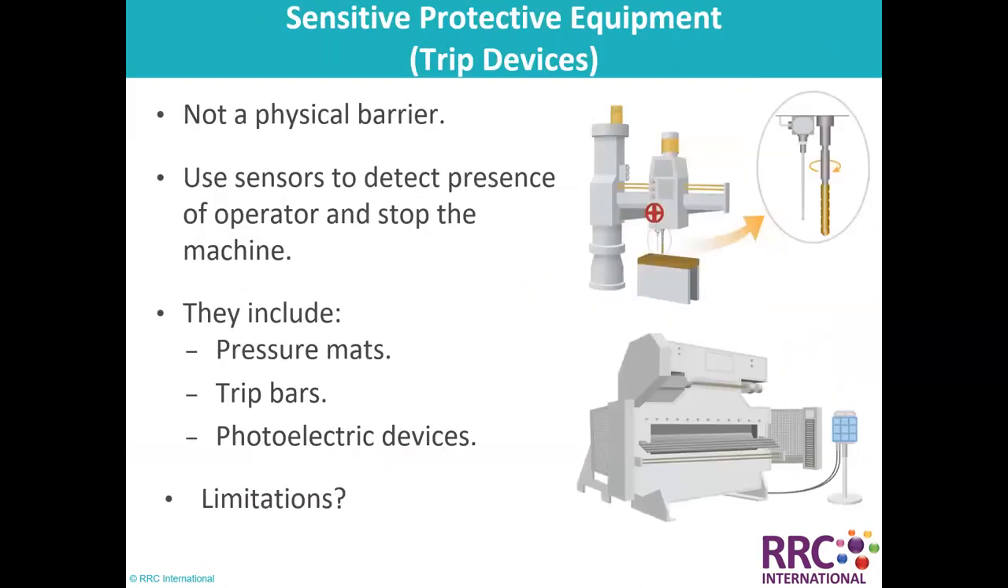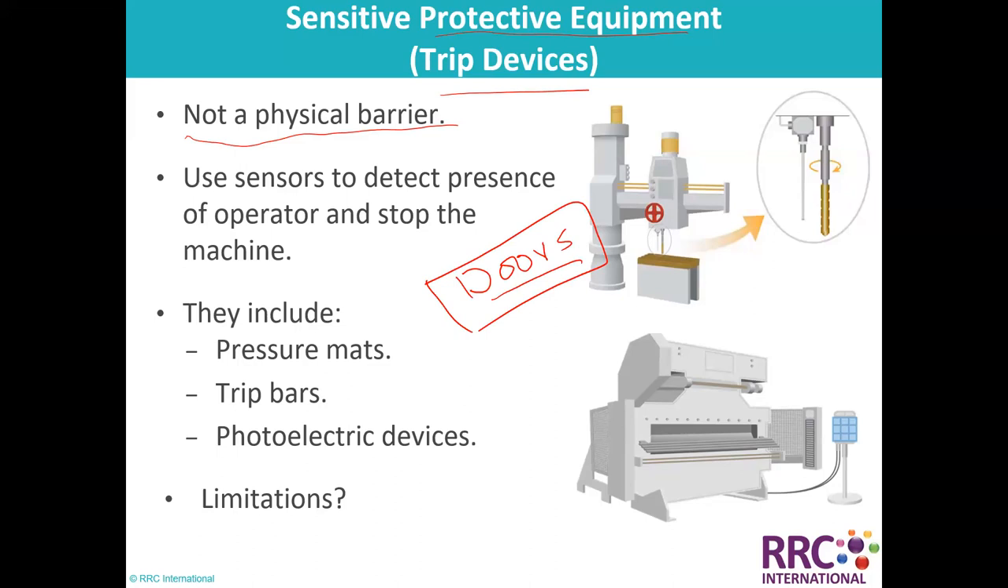Next is sensitive protective equipment, which are trip devices, which are the sensors. Remember, it is not a physical barrier. Sensors are just like the sensors of doors in big malls, like Panda, like Nesto, like Centrepoint, like Zara, wherever you are going, in different kinds of malls, we are having self-opening and closing doors. Whenever they detect a person is coming, they open. So these are just like those devices.